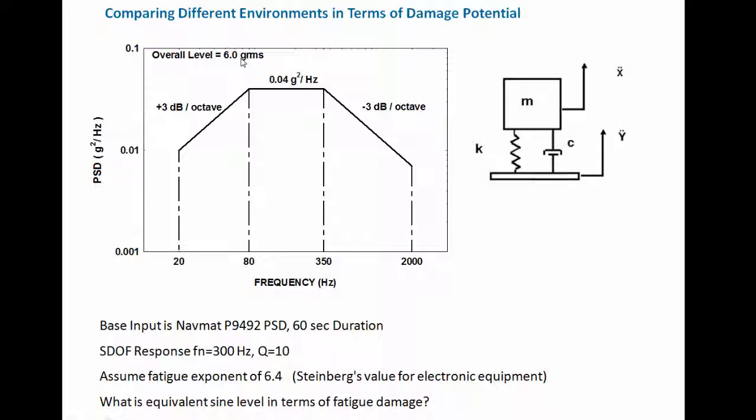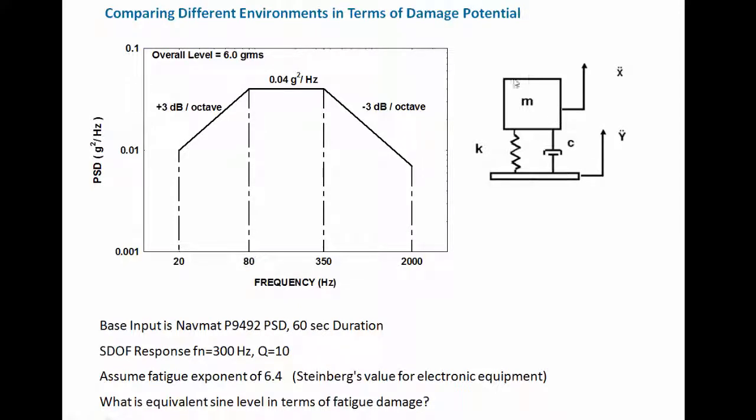And one of the things we've done in past units, and we're going to also do it again today, is kind of a review exercise: we're going to apply this PSD as a base input to the spring mass system. And then we're going to calculate the acceleration response, the absolute acceleration response of that mass. And we have two ways of doing it. We could do that in the frequency domain, or we could do it in the time domain. And we're going to go ahead and do the time domain method today, even though it takes us some extra steps. So our base input again is the NavMat PSD level for 60 seconds.